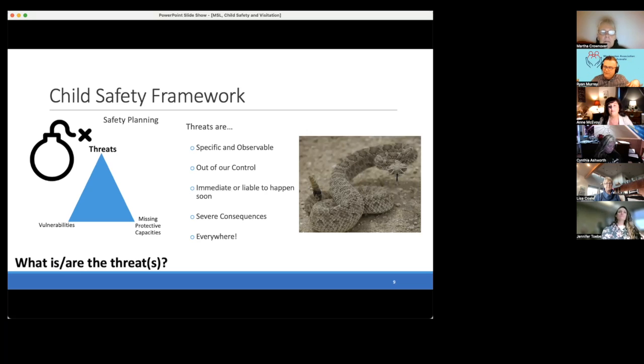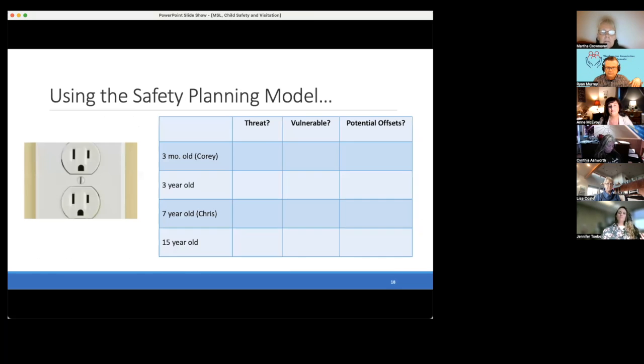Are each of those children vulnerable? A 3-month-old? Probably not, because they're not mobile. A 3-year-old? Hell yeah. That's why we have all those electrical outlet covers. A 7-year-old? Yup. And a 15-year-old, depending on which TikTok videos they've watched recently, potentially. Just like that is a threat to you, but because you know about electricity and how to keep yourself safe, you're not vulnerable to it in everyday life. Got it?